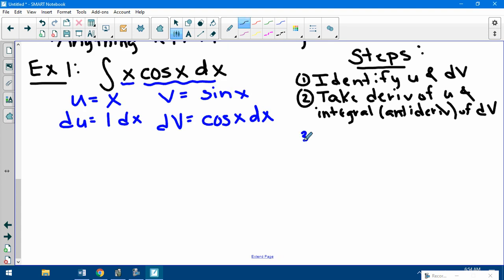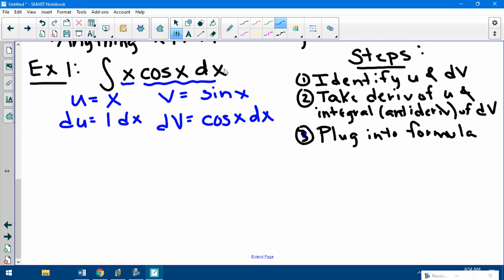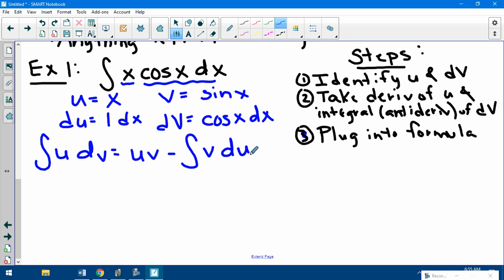Third step. Plug into formula. And by formula, I mean the thing from the top of the page. Integral of u dv equals u times v minus the integral of v du. So the integral of u dv equals u times v minus the integral of v du. That's the parts formula.